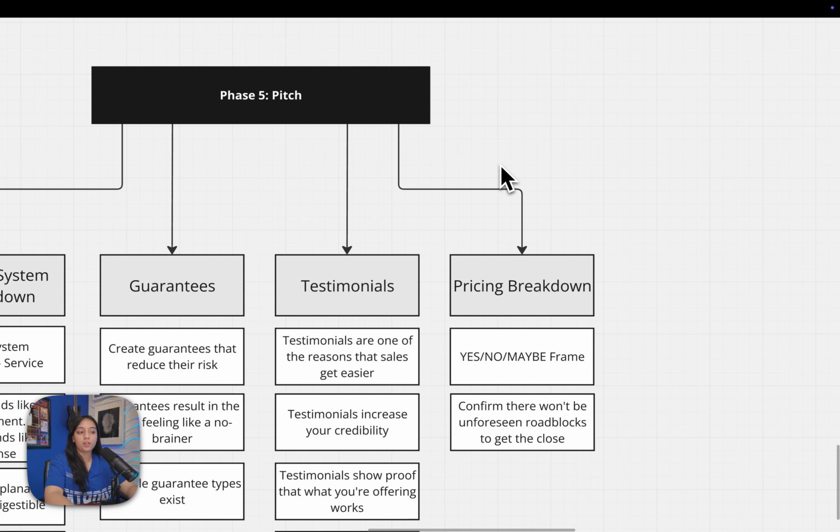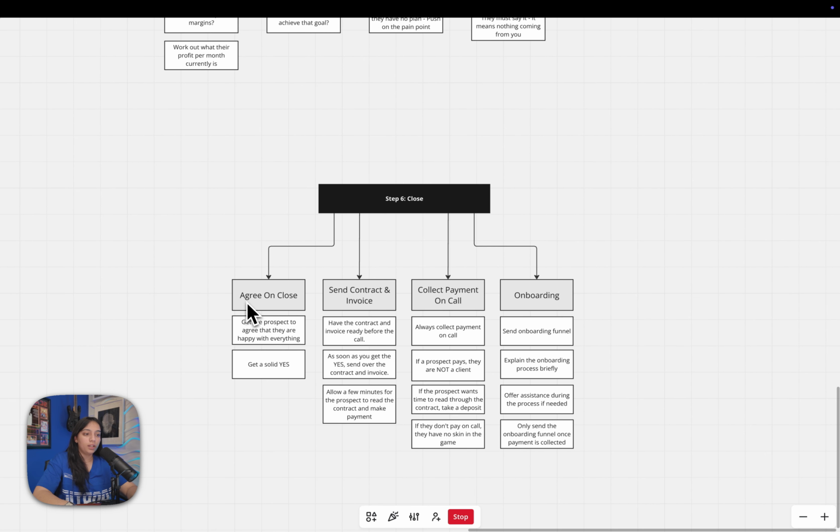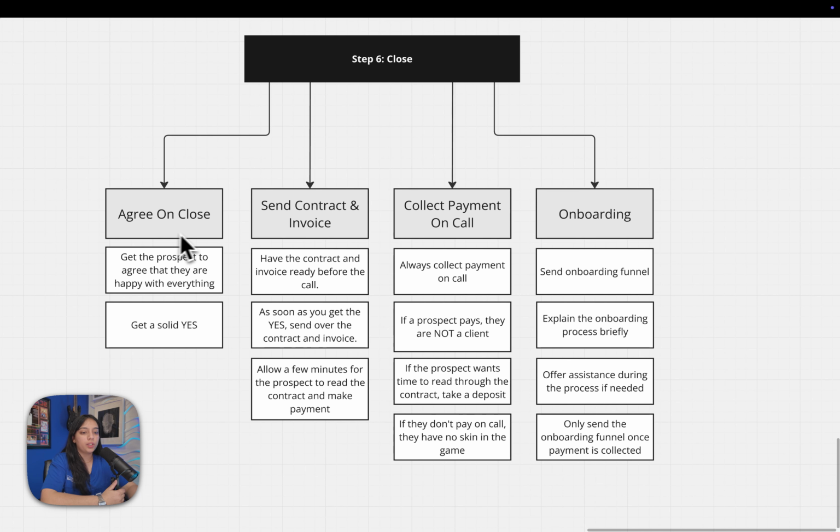And this is something I've learned with a lot of trial and error. Regardless of your prospect's reaction, make sure that they're the ones that talk first. This just shows a lot of authority, like I said, and it shows that you're confident that the price you charge for your service is 100% worth it. Then you move on to closing the actual deal. So now you have to get the client to agree on a close. Get the prospect to agree that they're happy with everything, and your goal here is to get a solid yes.